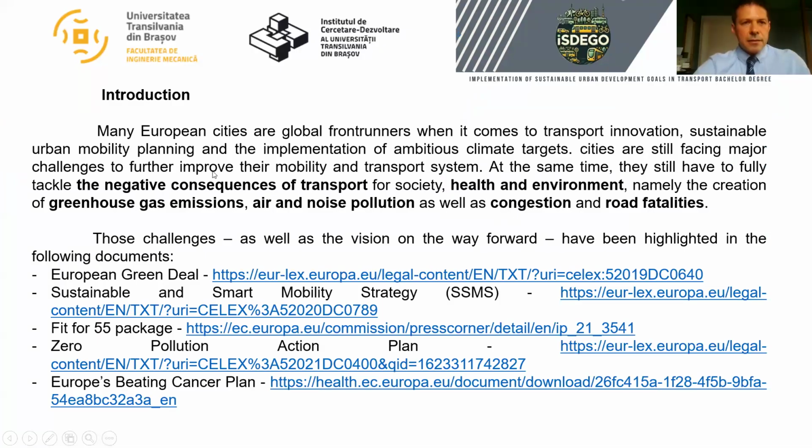So let's start. The presentation is about the urban mobility plans and the documents that we need in order to do the plans, and also an example of a SUMP that we made, because me and my colleagues, my team from Transylvania University, also write SUMPs for different kinds of cities.